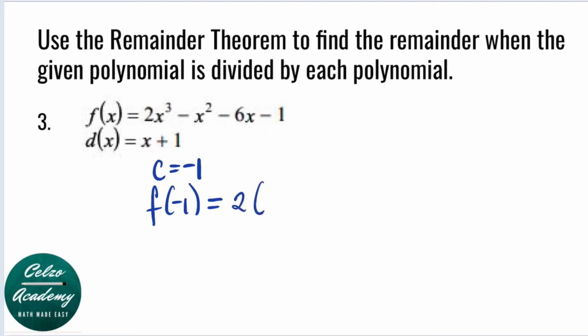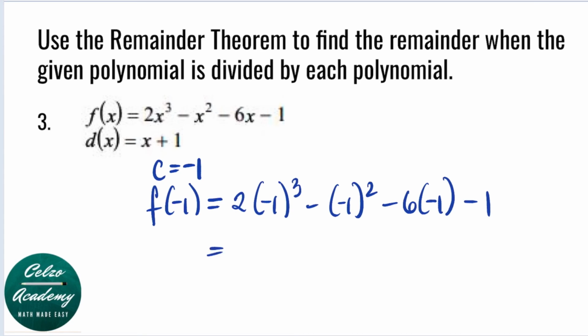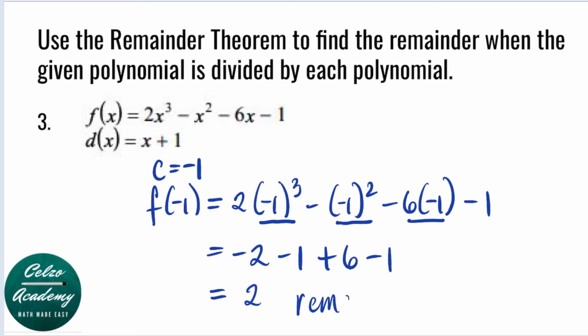So we have 2 times negative 1 to the third minus negative 1 squared minus 6 times negative 1 minus 1. Simplifying this, negative 1 to the third is negative 1 times 2 is negative 2. Next, negative 1 squared is positive 1 times the negative, we have negative 1. Then we have negative 6 times negative 1, that's plus 6, and we have minus 1. Simplifying this from left to right, negative 2 minus negative 1 is negative 3, negative 3 plus 6 is 3, 3 minus 1 is 2. So 2 is the remainder in this problem.